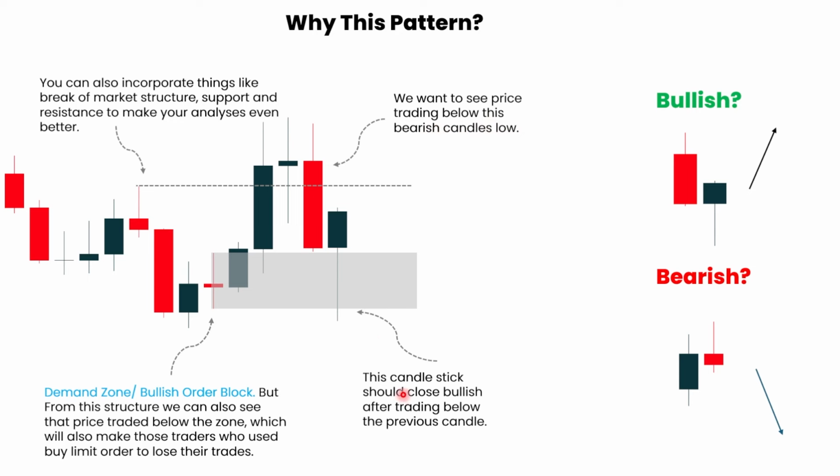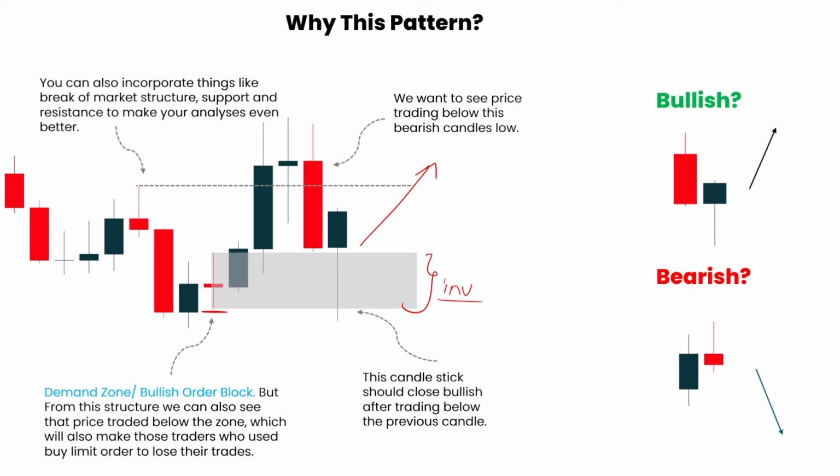And you can also see that this bullish candlestick traded below this bearish candlestick and also rejected price to the upside. This goes to show that there is momentum in the market and that price might be bullish to the upside. Okay, but from this demand zone or bullish order block, we can see that price traded below the zone, which makes this order block or demand zone invalidated. So the structures are pretty simple.